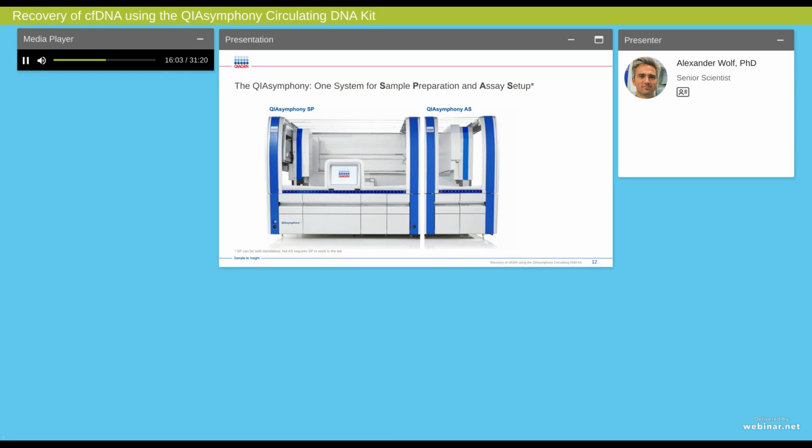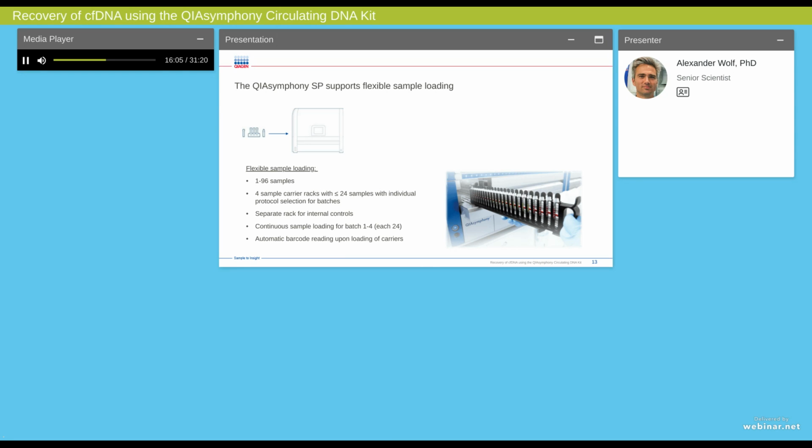The QIAsymphony SP unit can be used as standalone sample extraction unit or can be combined with an assay setup for fully automated preparation of a PCR.